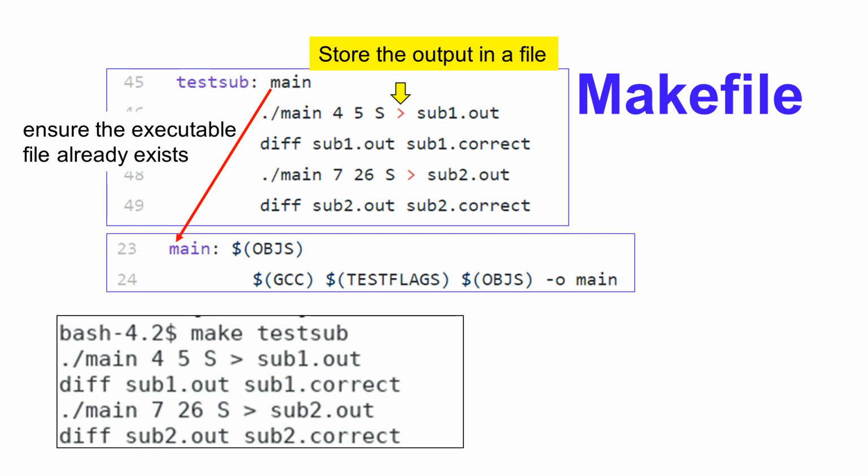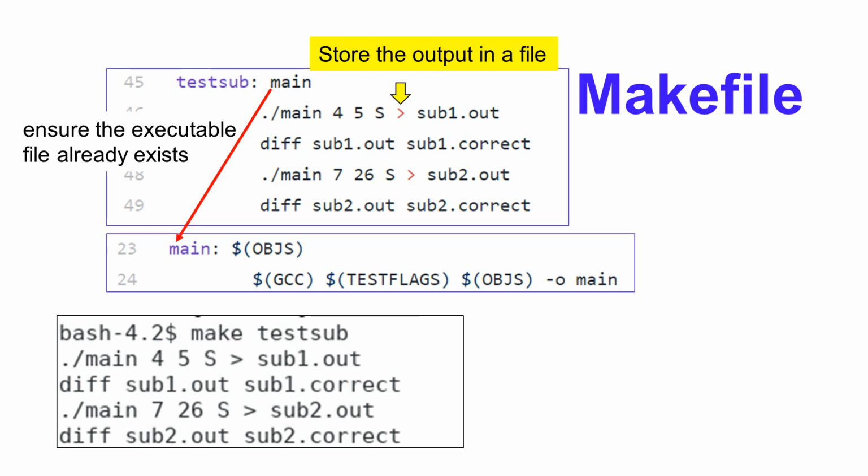If we scroll down Makefile, we can find a section about test sub. It depends on main. This means that if the executable file called main does not already exist, make will create the executable file. This was specified earlier in the makefile. If the executable file already exists, then test sub will execute the program with two test cases. The first test case has arguments 4, 5, and s; the program's output is stored in a file called sub1.out.